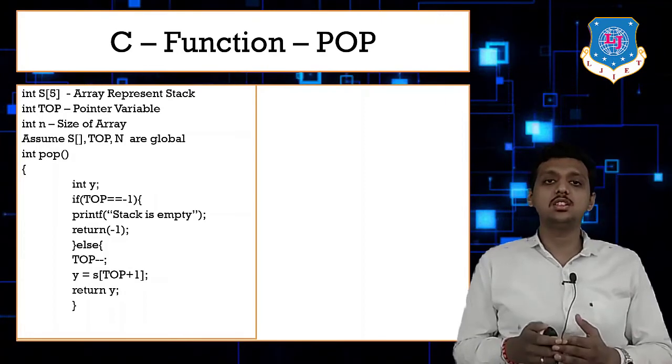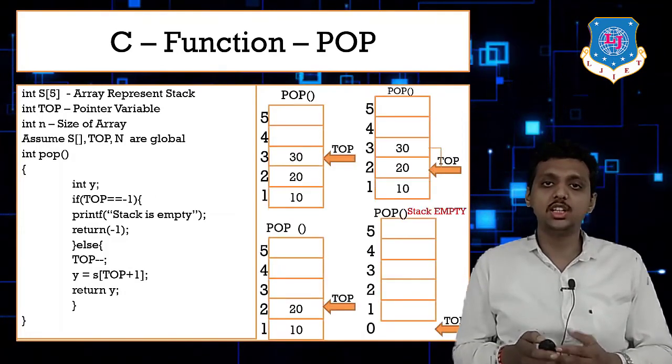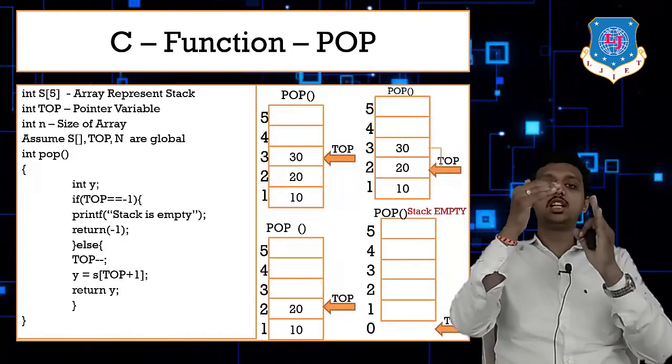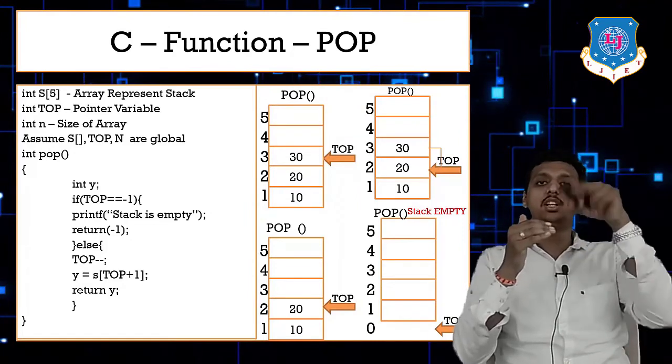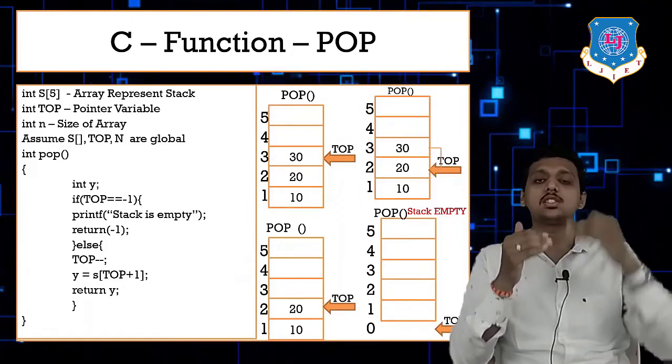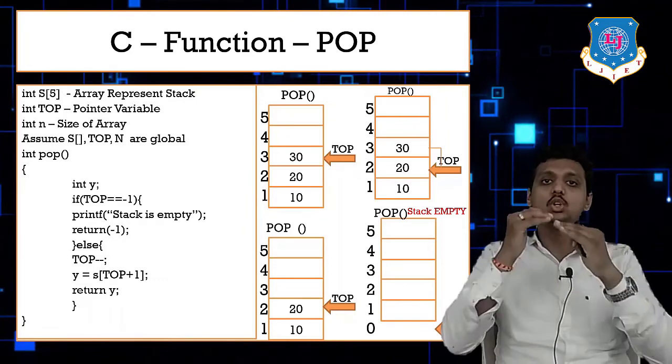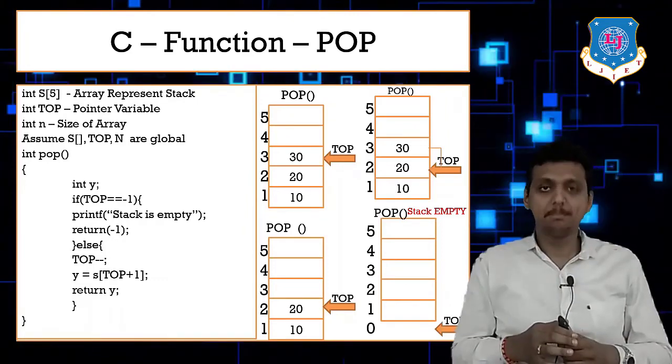Why, students, are we returning s of top plus 1? I have already explained, because whenever you decrement a top pointer, you need to return the previous top pointer element. So you need to increment one value over there. Fine. Now let's move towards the next topic.